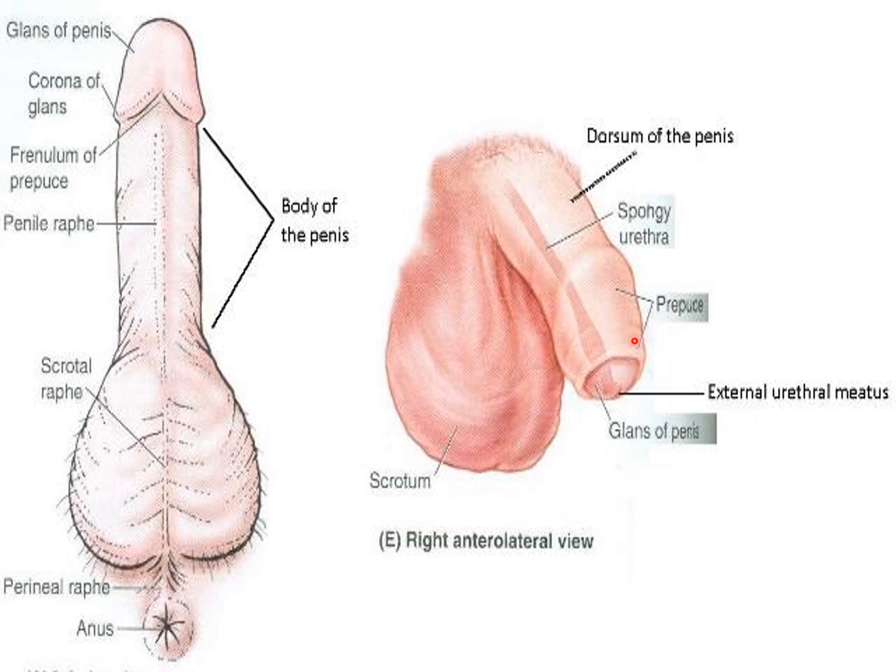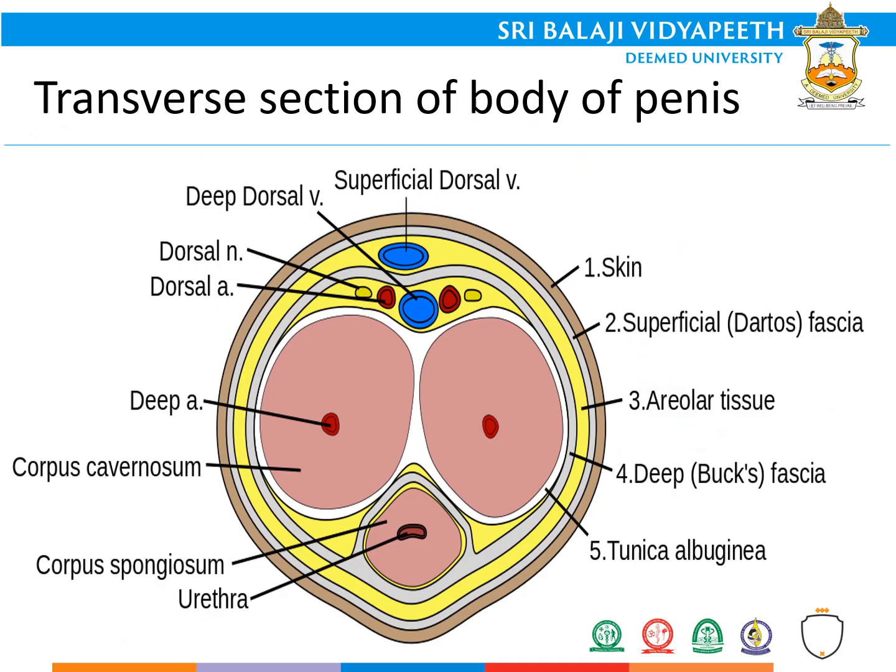So this is the prepuce or the foreskin, and this dilated end is the glans penis, and at the base, this projecting margin is what is called the corona glandis, and on the undersurface is where you will find the frenulum of the penis.